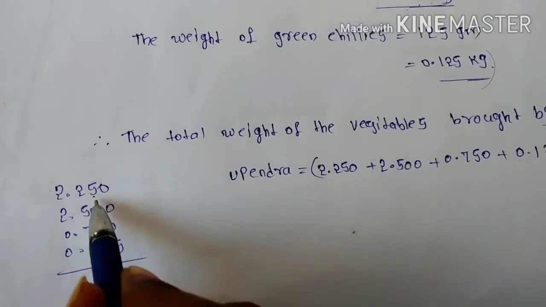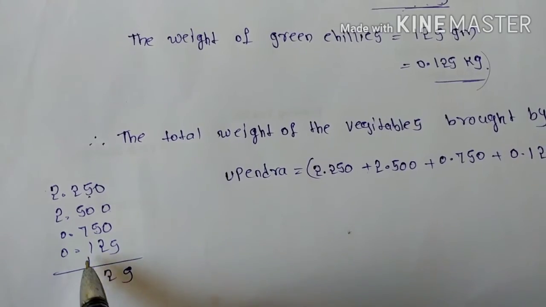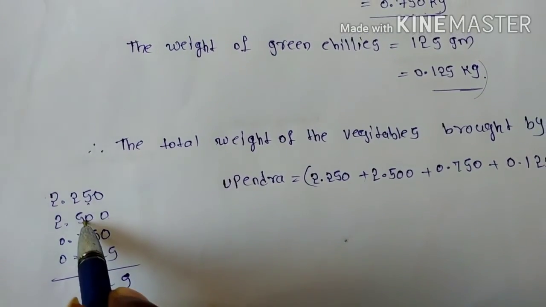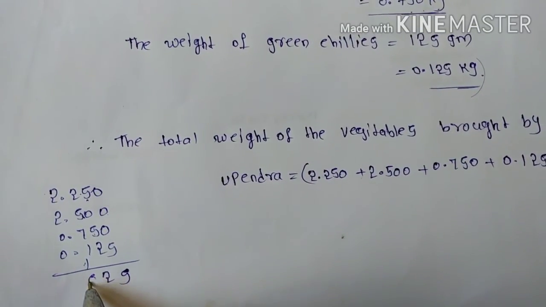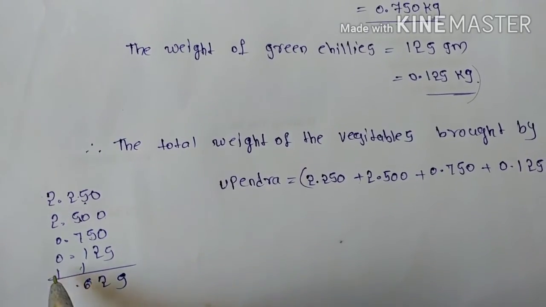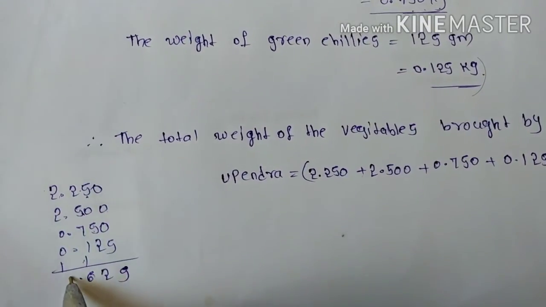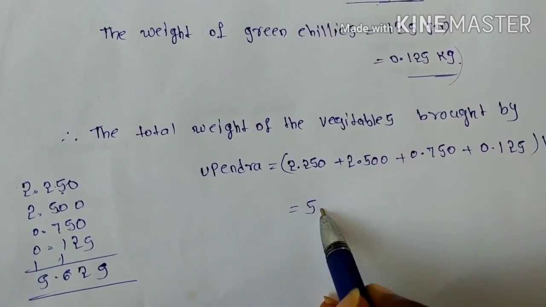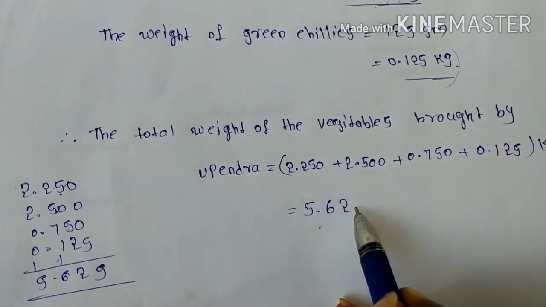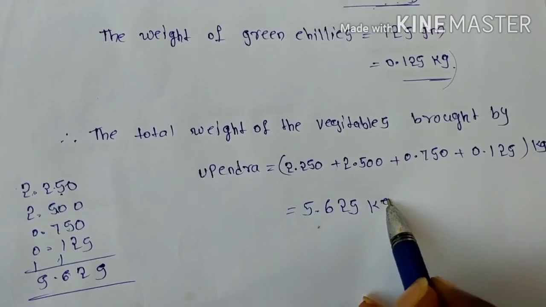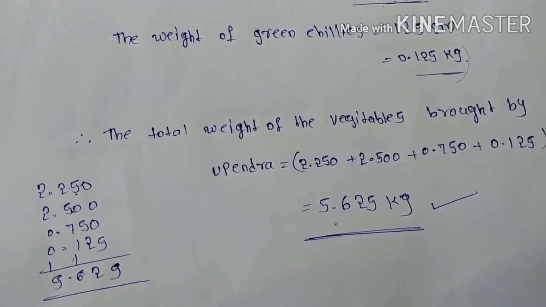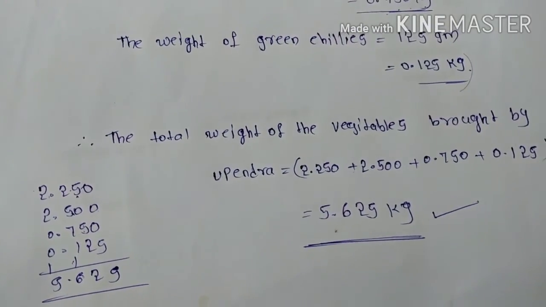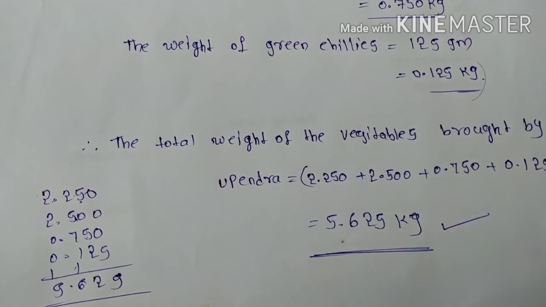2 plus 5 is 7, 7 plus 5 here 12, that means I am writing here 2 and carry 1. 1 plus 1 is 2, 2 plus 7 is 9, 9 plus 5 is 14, 14 plus 2 here 16, that means I am writing 6 and carry 1. 2 plus 2 is 4, plus 1 is 5. That means you can write here 5.625 kilograms, the total weight. Here 5.625 kilograms is your answer.